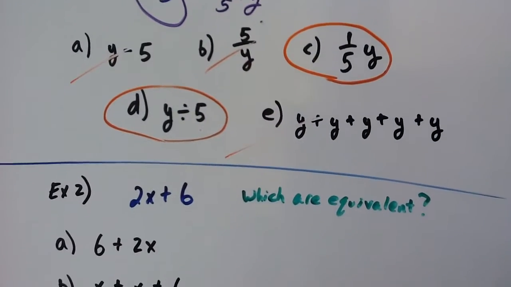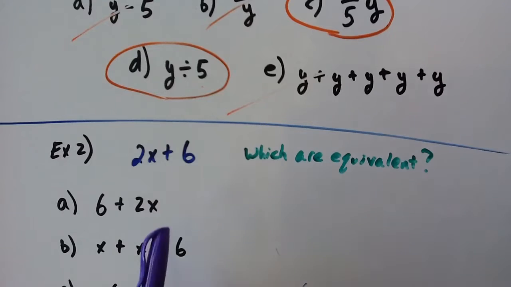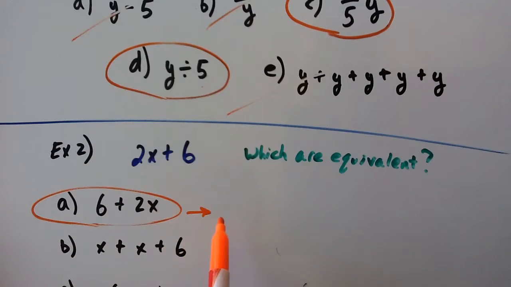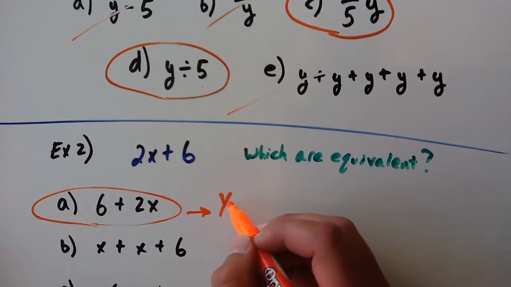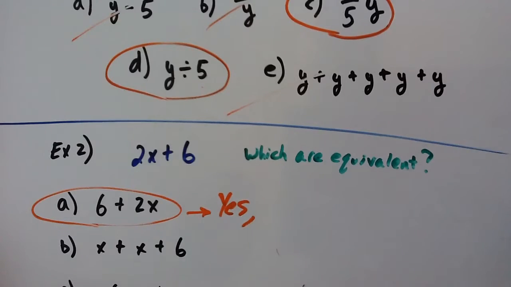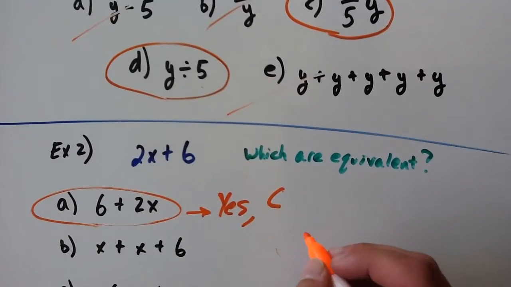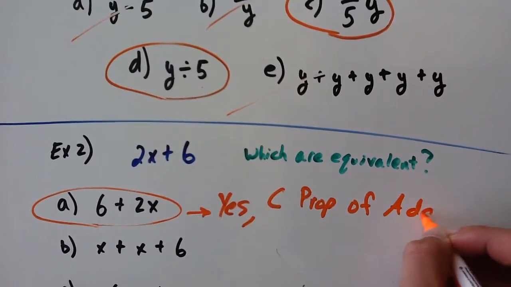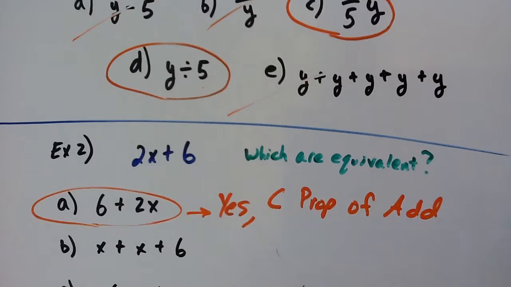Example number 2. Which of these are equivalent to 2x plus 6? Well, in letter A right here, we have 6 plus 2x. This is equivalent. This is the commutative property of addition, which tells us that it doesn't matter what order we add things, we'll get the same sum.